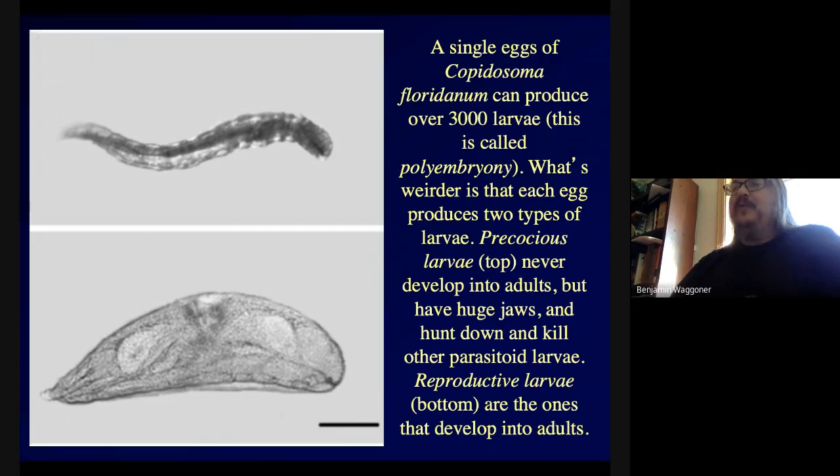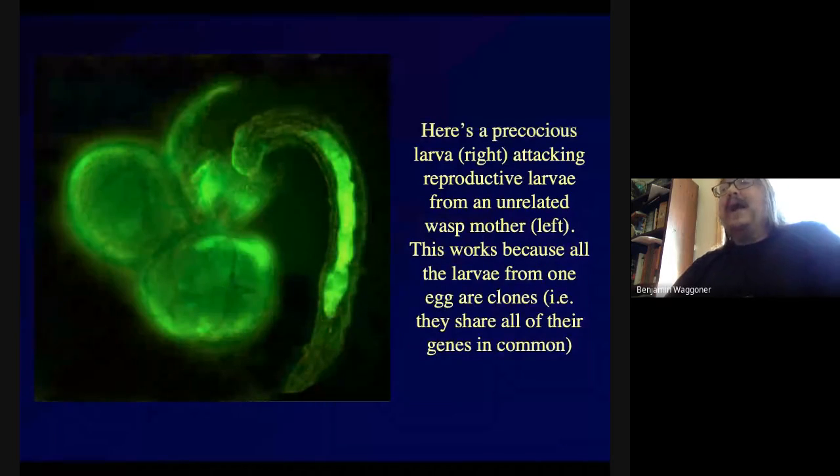So the precocious larvae are fighting each other, each one trying to free up resources for the reproductive larvae that they are twins to. And there's a picture of it happening. On the right, that's a precocious larva. It's attacking reproductive larvae that have been stained fluorescent green. And you can see the bright fluorescent green in the precocious larva's gut. So the precocious larva is taking bites out of reproductive larvae from an unrelated wasp.